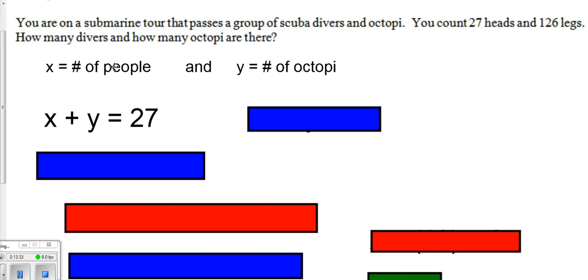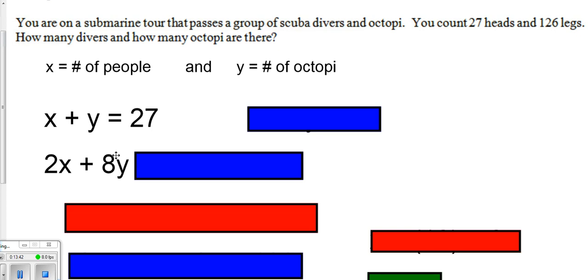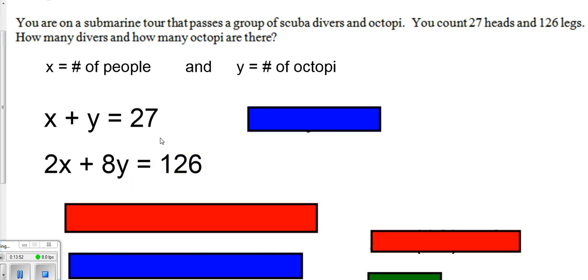Now if each person has 2 legs and each octopus has 8 legs, we would start off by saying 2 times the number of people plus 8 times the number of octopi would be our total amount of legs. And we are told that the total amount of legs is 126. So we can say this is our system of equations. x plus y equals 27. 2x plus 8y equals 126.